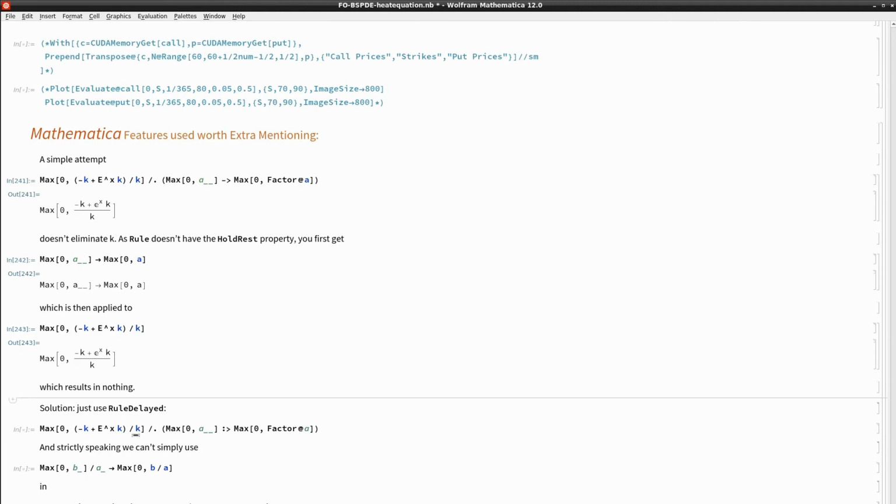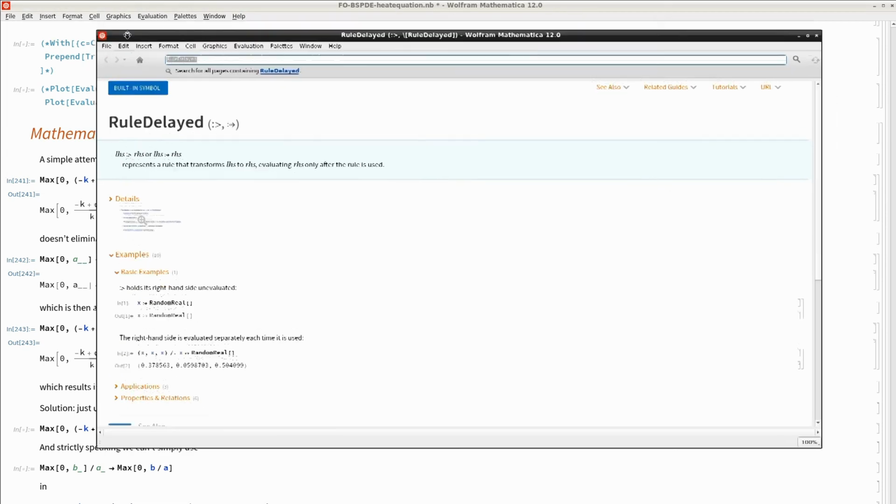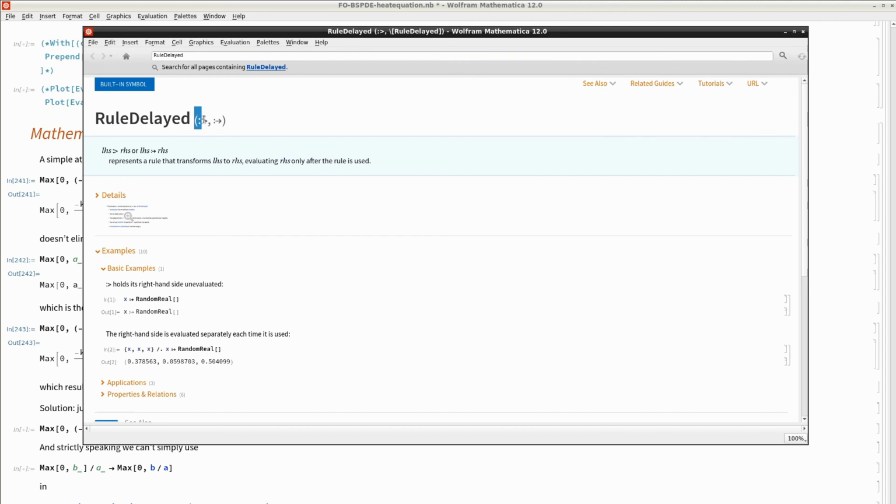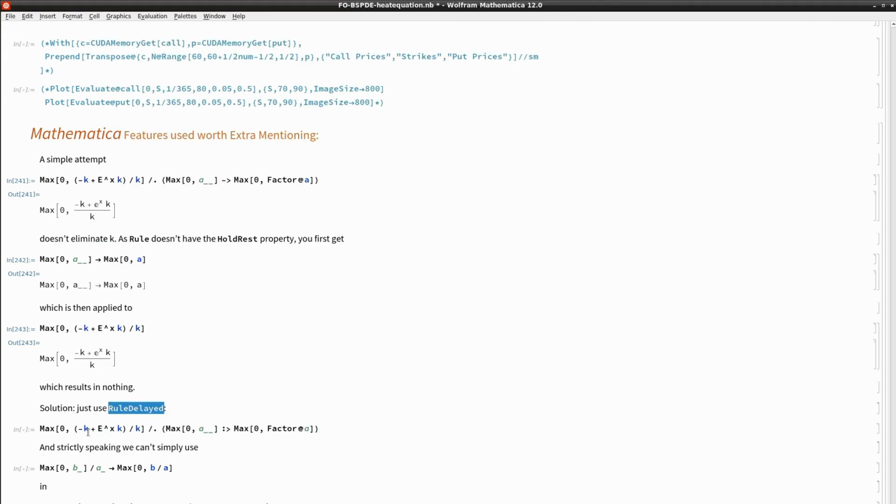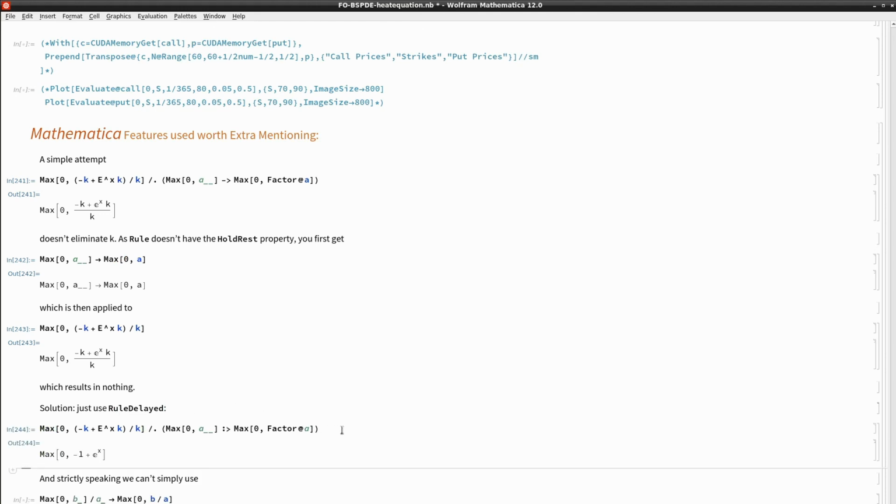The solution is to use RuleDelayed, and you will see that here we're using colon greater-than. This is the shortcut for RuleDelayed. You will remember RuleDelayed uses a colon and then the greater-than sign. All right, so if we use this, then we can factor out the second argument in the Max function. We can really simplify this. K is gone.